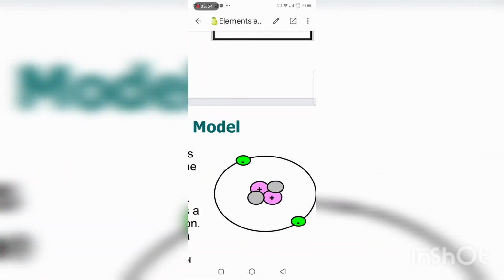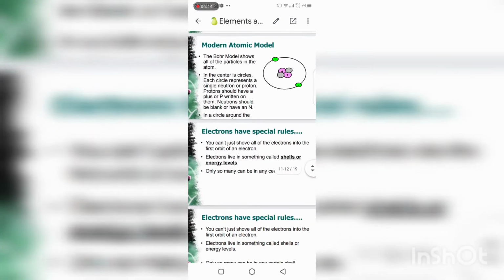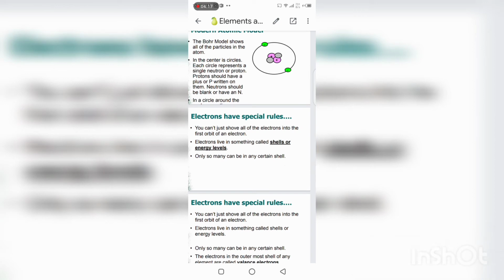These 2 circles, the green ones, are electrons because they are negatively charged. And these 2 gray balls having no symbol on them are neutrons because they have no charge. Electrons have special rules. You can't just show all of the electrons in the first orbit. Electrons live in something called shells or energy levels. Only so many can be in any certain shell.